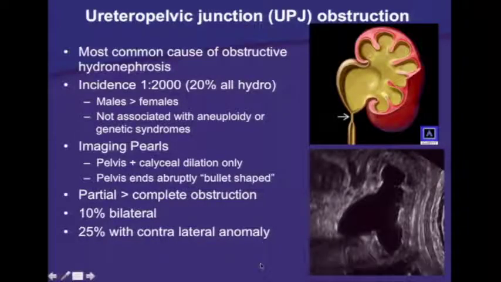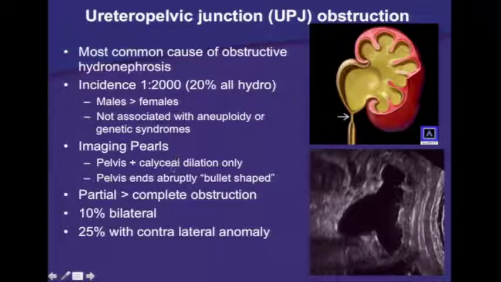Obstruction at the UPJ is the most common cause of obstructive hydronephrosis. 20% of all hydronephrotic cases are because of UPJ obstruction. It affects males more often than females. It's not associated with aneuploidy or genetic syndrome. So making an accurate diagnosis is helpful because we know that there's no association.